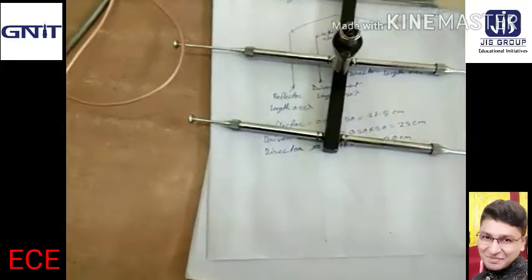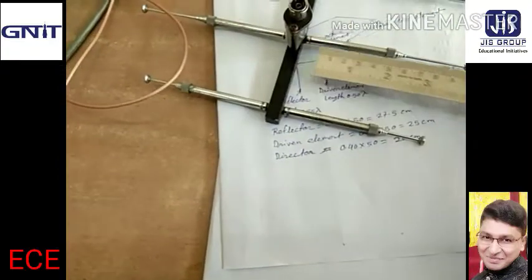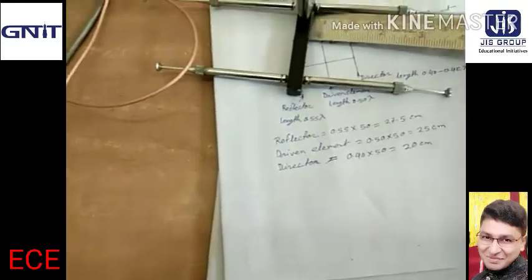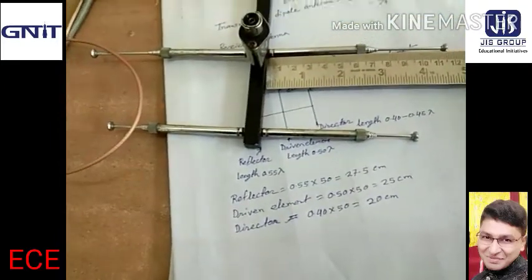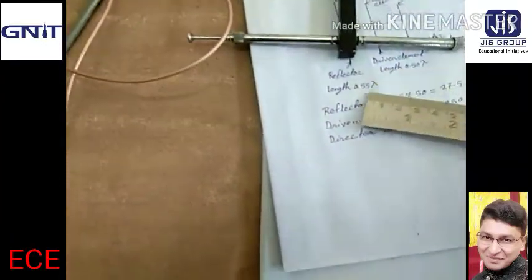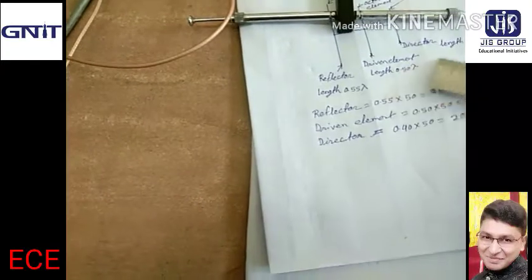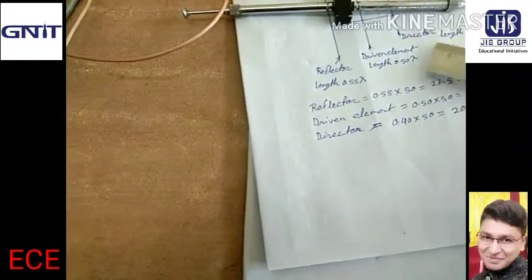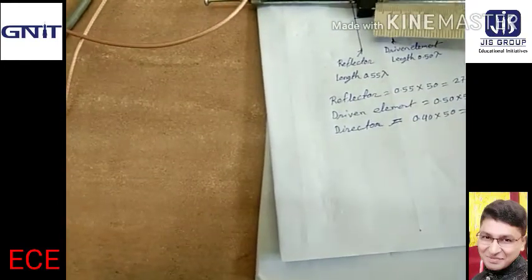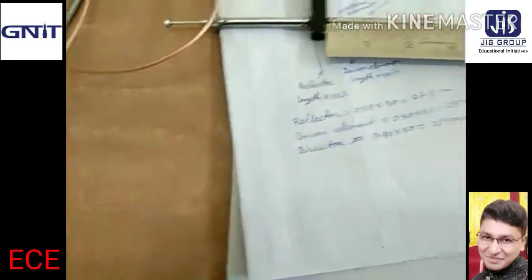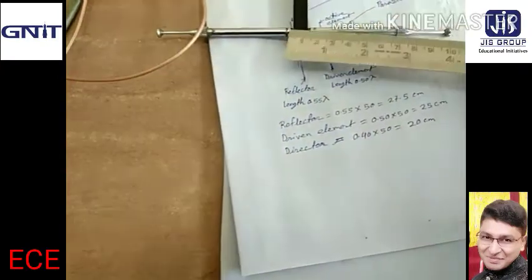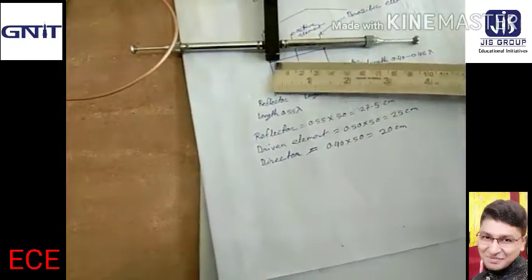This is our reflector and this is our driven element. Driven element length is 25 centimeter. This side is 12 centimeter and this side is 12 centimeter. Feed is 1 centimeter, and the last one is the director. Director length is 20 centimeter. This side is 9.5 centimeter and this side is 9.5 centimeter. Feed is 1 centimeter. Total length is 20 centimeter.